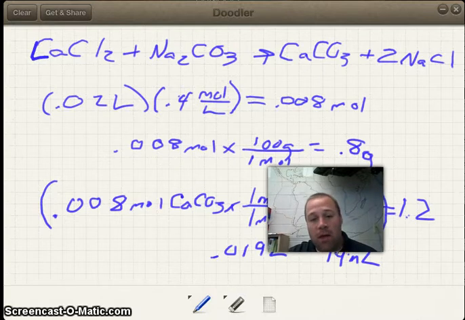Figure out how much precipitate you're going to get. You're going to compare it to the theoretical hardness that you just calculated in here.